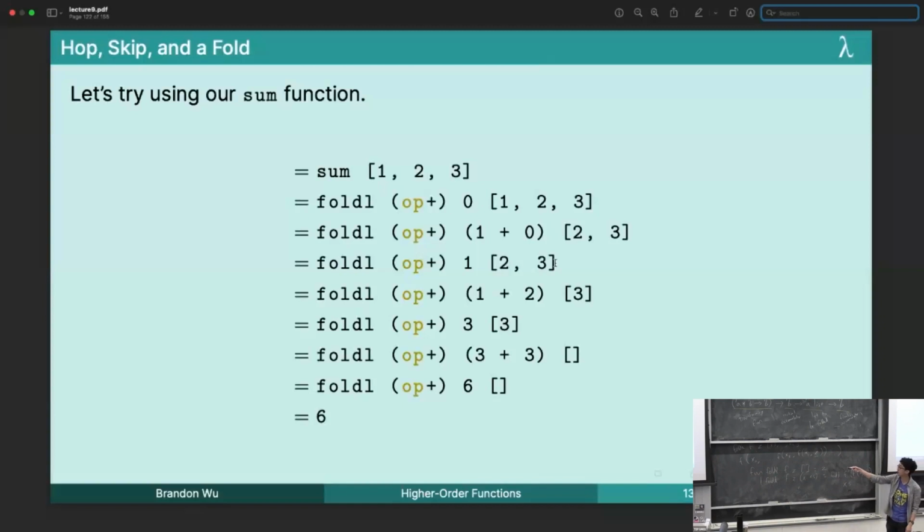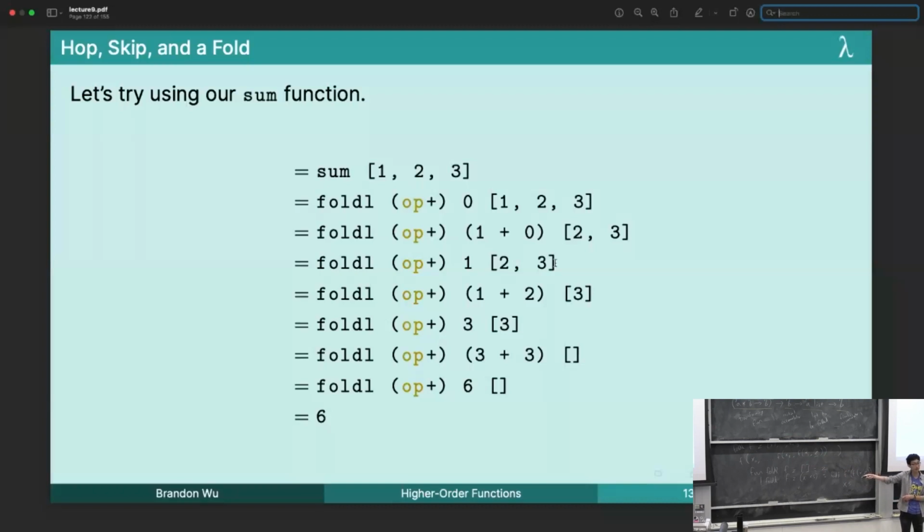So I add 1 to 0, right? Because I take the 1 off and I combine it. And then I get 1. And then the next thing I do is I take off the 2, I add it to my accumulator. That's 3, and I move on. And then I take off the first element, 3, I add it to my accumulator, 6, and I go on. Now I'm at nil, so I return z, so I return 6.